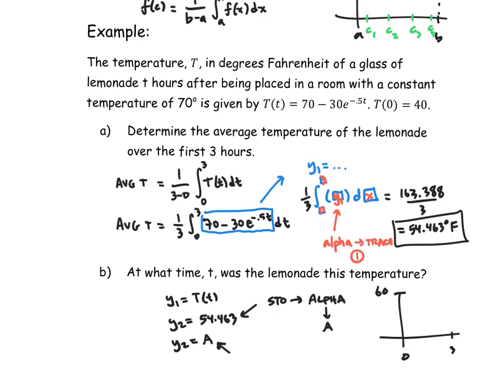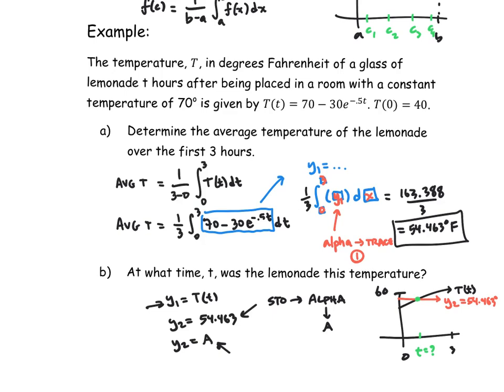It looks like here I've got my temperature, T of t, that's y1. Then I've got this horizontal line, which is y2, which equals about 55 degrees or whatever it is, 54.463. I'm going to figure out where those intersect. The x value where those intersect is the time when the lemonade hit its average temperature. Let's find out. I'm going to do second trace.